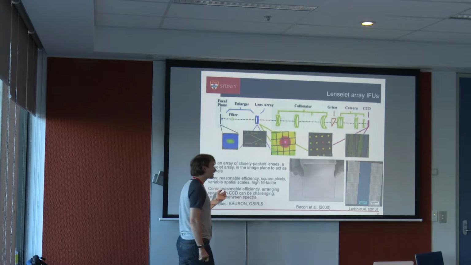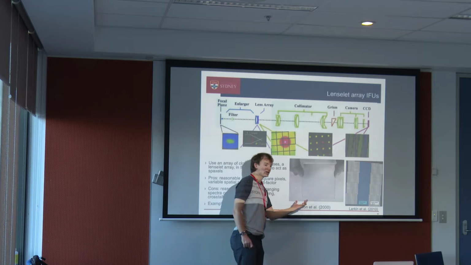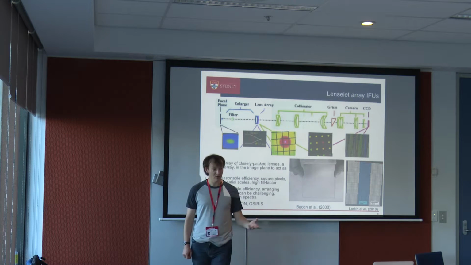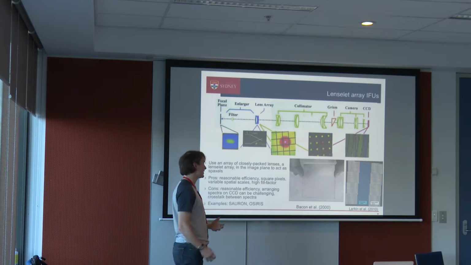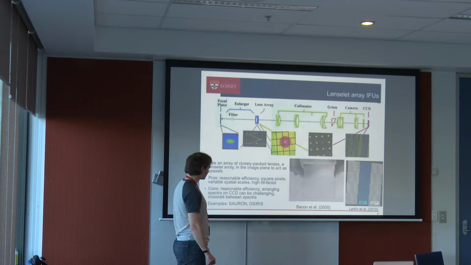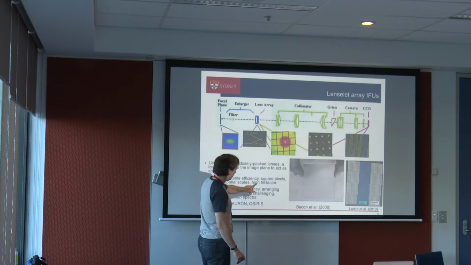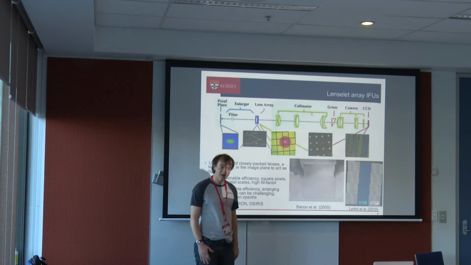You get a very high fill factor, so essentially all of the light that is falling on your CCD is coming from your image, and is then put onto the CCD. You don't lose light between gaps of the lenses, there aren't any. So you have a very high fill factor. You get square pixels, which is a surprisingly nice advantage.